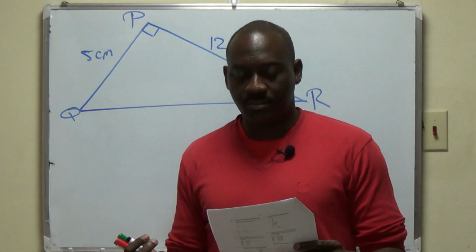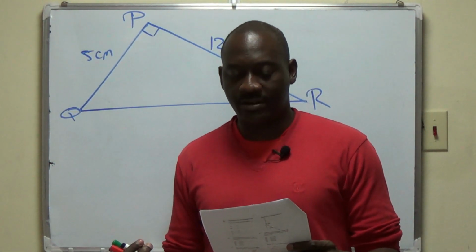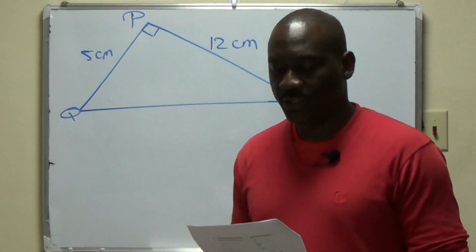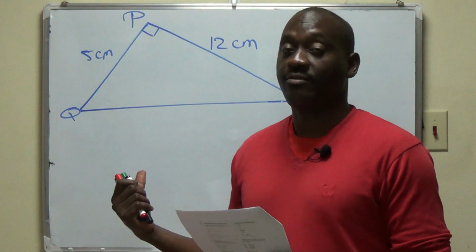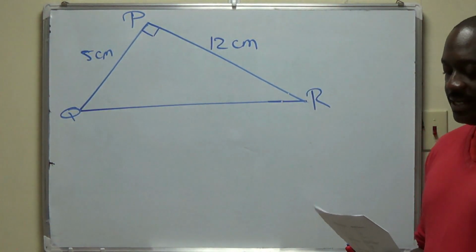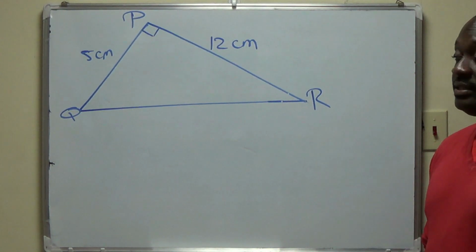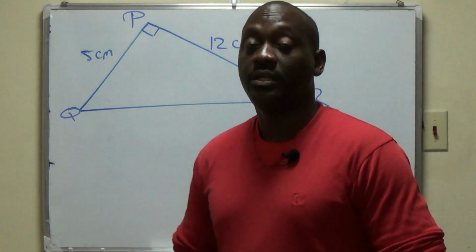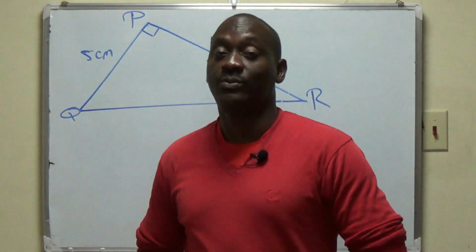So we have a triangle PQR in which angle QPR is 90 degrees, PR is 12 centimeters, and PQ is 5 centimeters, as we have in the diagram here. Now, they ask us for the length of QR in centimeters. You could do this question in two ways. You could do it the long way or you could do it the short way.